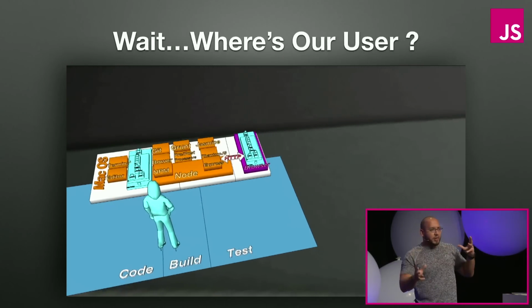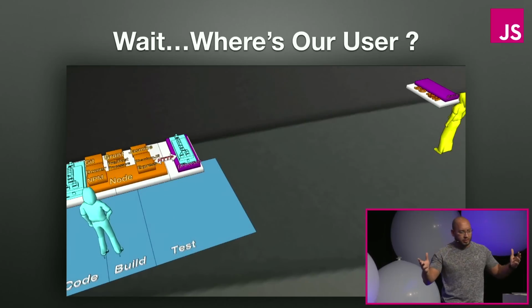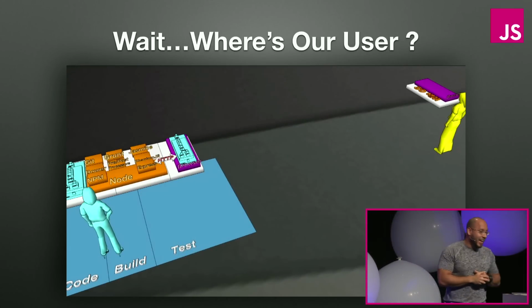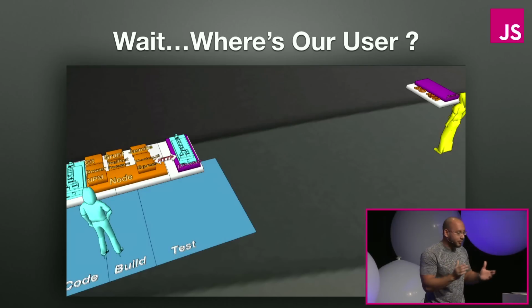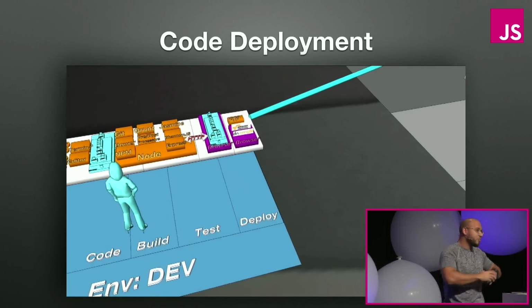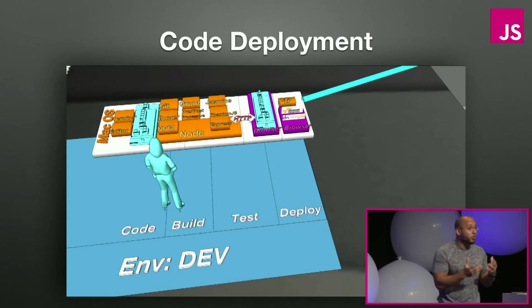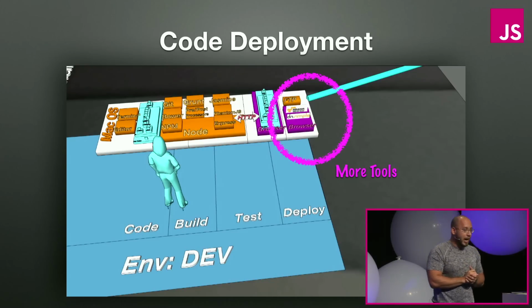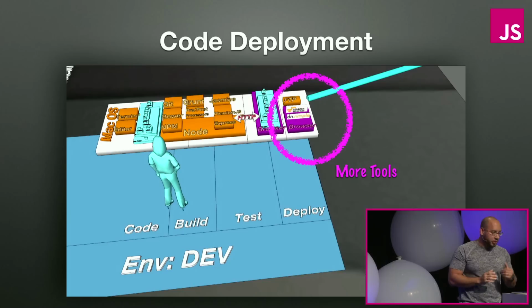So now we've talked all about developer tools. What happened to our user? Our user's way over there, or over there. And no code for the user, poor user. So what do we have to do? We have to do some deployment steps, which is more tools and more roles for our development team, in this case, our single developer. By the way, we should name our developer.